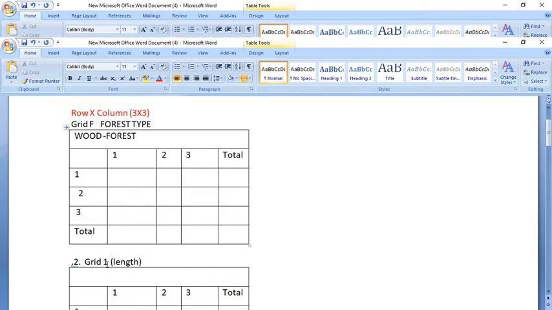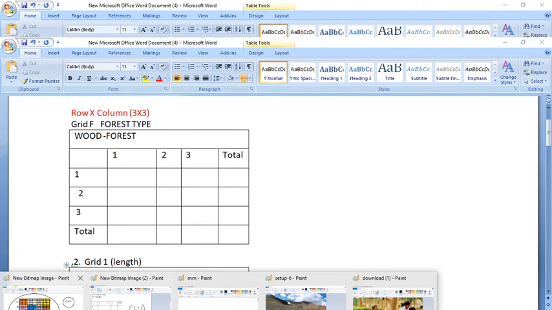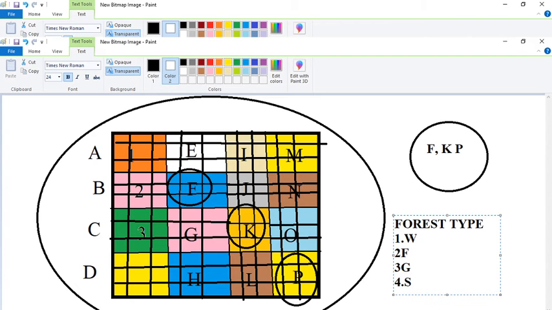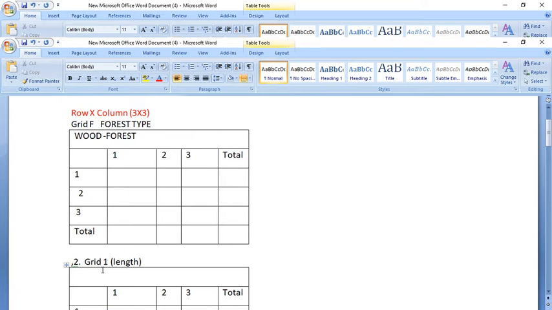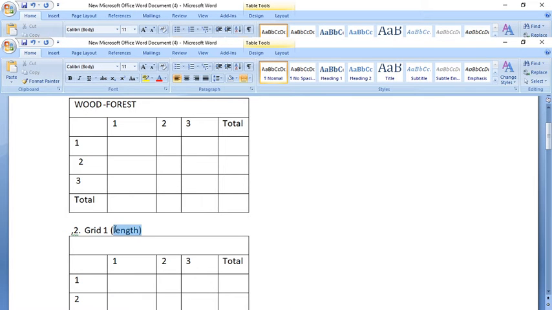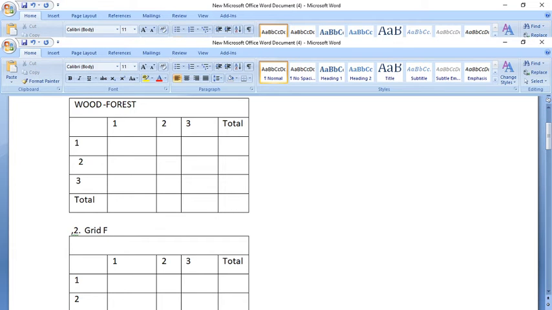We have to prepare 4 tables because we have segmented the whole thing into the 4 parts. Okay, we have to prepare 4 tables for the grid P. So come to the grid 2. This is grid F, so on. All these things are grid F.